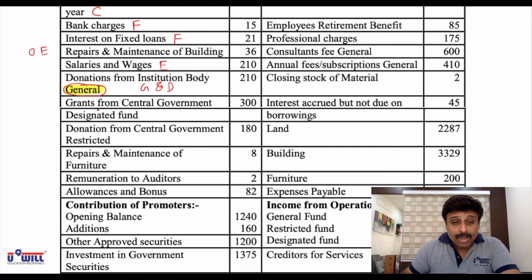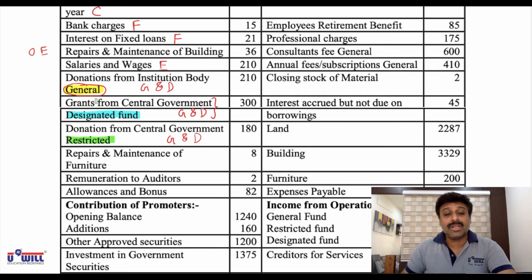Further, see here also: grants from central government, designated fund; these both are one item only. Grants from central government, again G&D, grants and donation. And now which fund is it related to? Designated fund. So that's why we make it in columnar form. Then again they say donation from central government, so that will be grants and donation. But now here it is related to restricted fund. So this yellow I have marked for general, blue for designated, green for restricted. In such cases, where this kind of information is highlighted, we have to make the income and expenditure account in columnar form because of this extra information given.